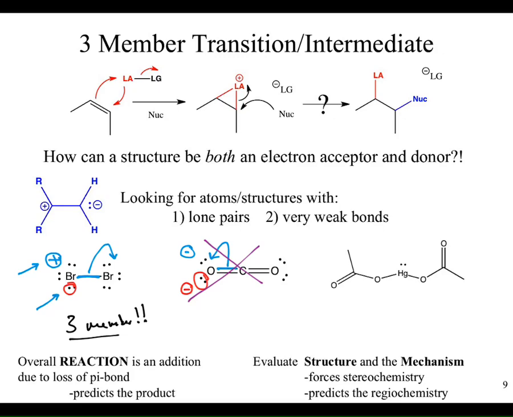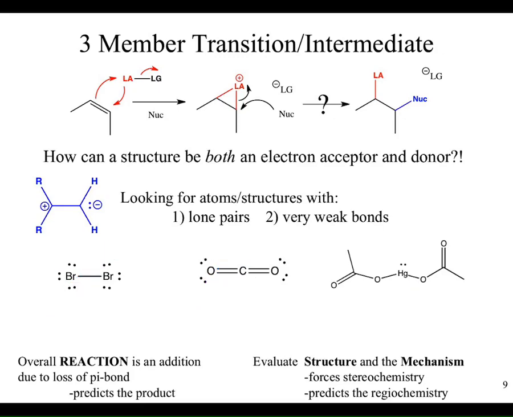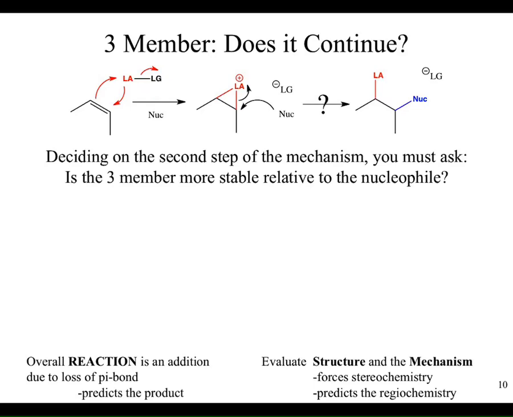If we move to the last one, we've got the mercury in the middle with our lone pair. We do have weak bonds. That weak bond is weak because of resonance. Hopefully you got that answer right. So the bromine and the mercury reagent are both characteristic reagents for your three-member transition state.